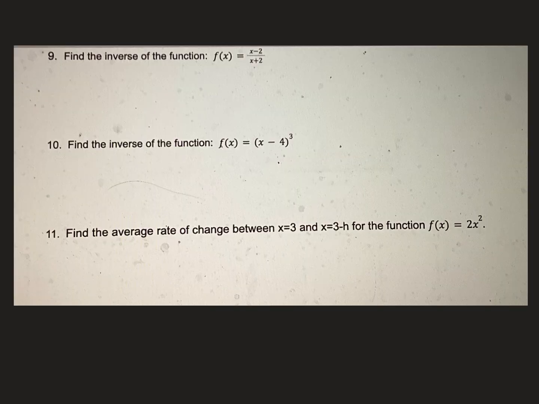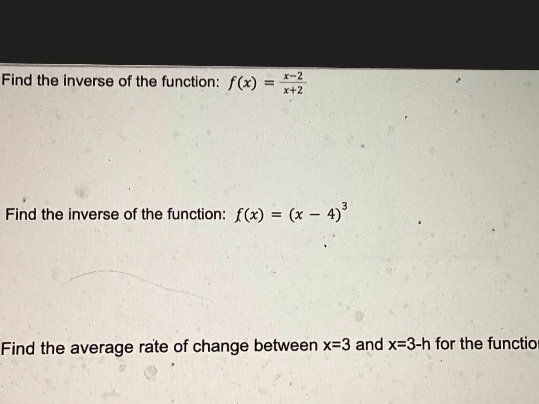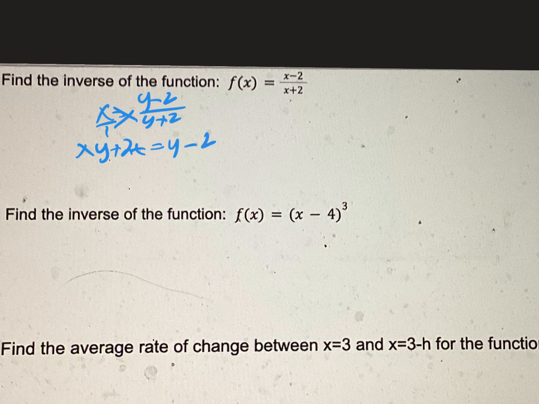Number 9, find the inverse. Do this before fall break. Remember inverse. Take your x and y, switch them, get the y by itself. So I'm going to put the x over here, the y's where the x's were. And I'm going to cross multiply this one because there's 2 y's and there's a fraction. So multiplying this way, I get xy plus 2x. Multiplying that way, I just get 1 times y minus 2, which is y minus 2.